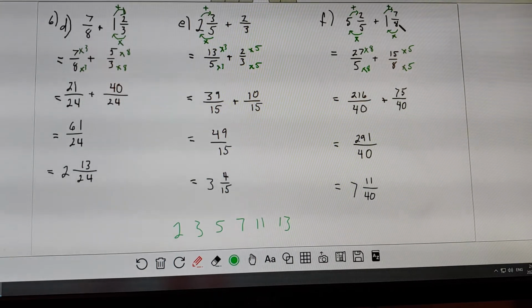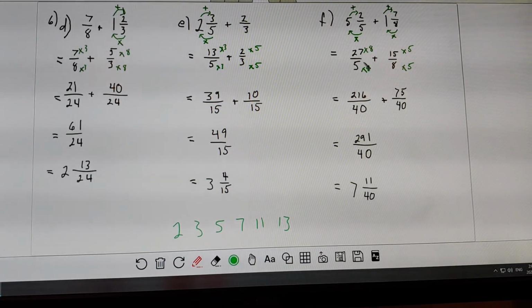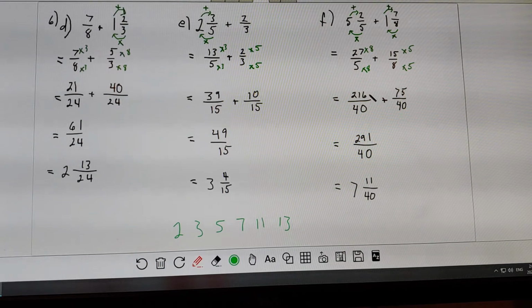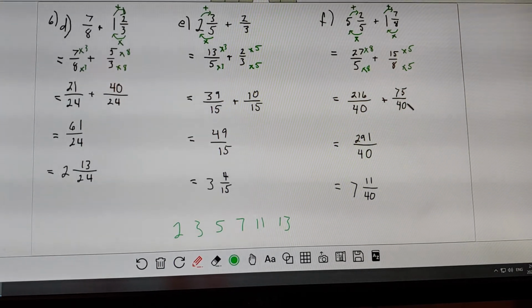Multiply the denominators together. That's what I'm doing here. This whole fraction times 8, this whole fraction times 5 gives me our common denominators. So 216 over 40 and 75 over 40. Add the numerators, 291 over 40.